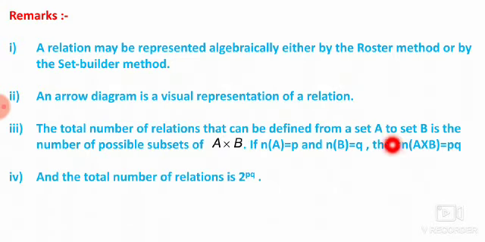It is given by the formula n of A cross B is equal to n of A into n of B. If n of A is p and n of B is q, therefore n of A cross B is equal to p into q. And the total number of relations on A cross B is 2 raised to pq. This is an important remark from the CET exam point of view.